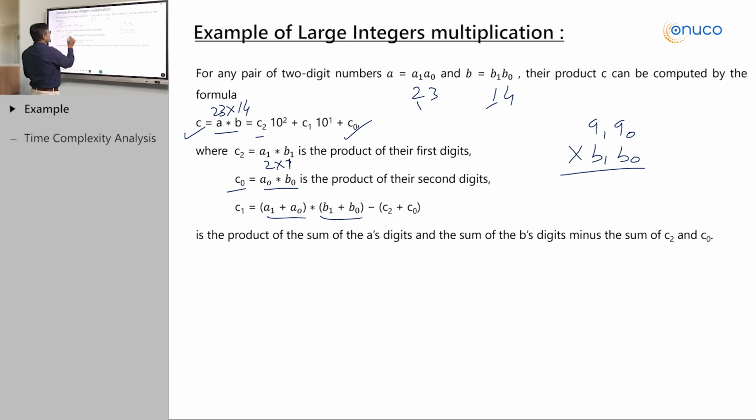Similarly, C naught is A naught B naught. A naught B naught is 3 into 4. And A1 plus A naught is nothing but 2 plus 3, which is 5. B1 plus B naught is 1 plus 4, which is 5.